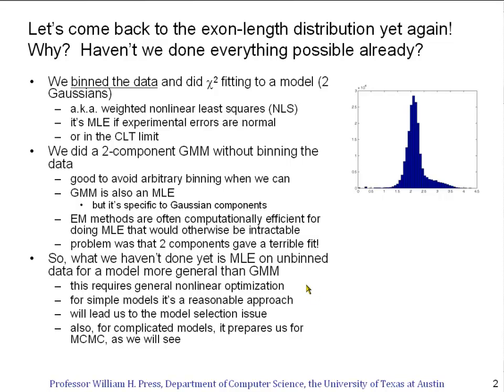This requires general nonlinear optimization. That's okay. We might get into trouble on it, or it might just go through smoothly. And for simple models or small data sets, this is a very reasonable approach. And it will, by the way, lead us to the topic of this segment, the model selection issue. For complicated models, looking at this will also prepare us for a later segment in this series on Markov chain Monte Carlo, a very important topic.